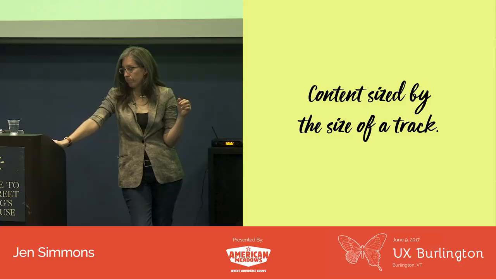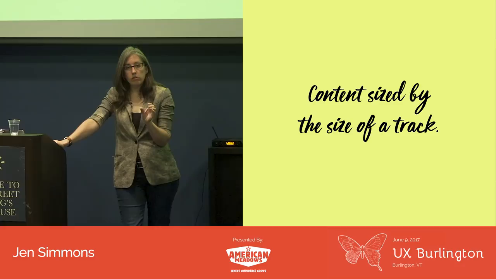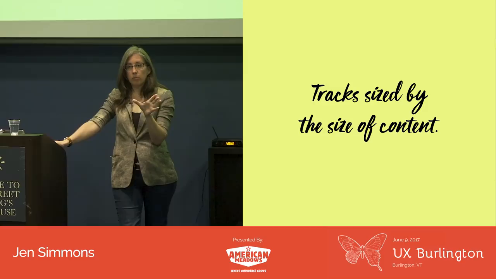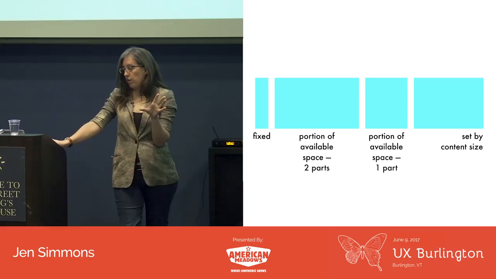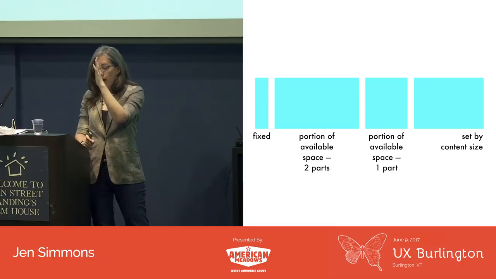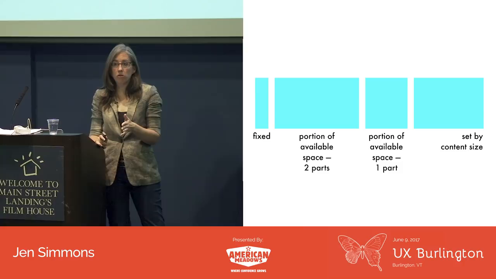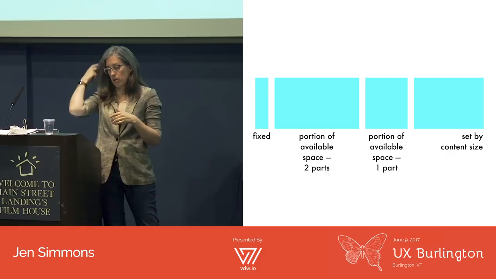You can have content be sized by the size of the space that it's in, the track that it's in, or you can have a track be sized by the content that's within it. And you can combine these two things together. You might say, for example, that you're going to have a column that's a fixed size, like 200 pixels or 10 ems, and just have it always be that size. We can actually combine flexible things with non-flexible things now for the first time.